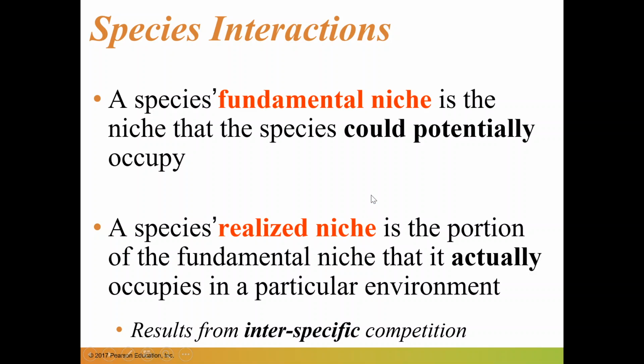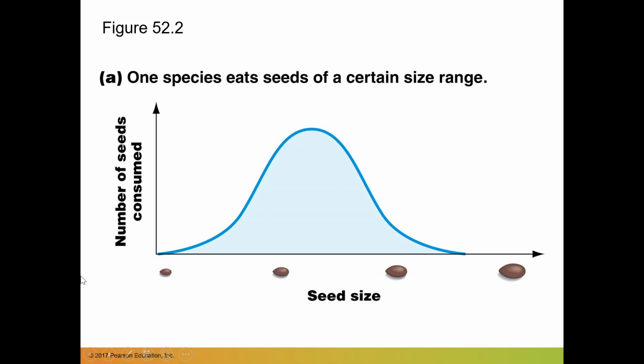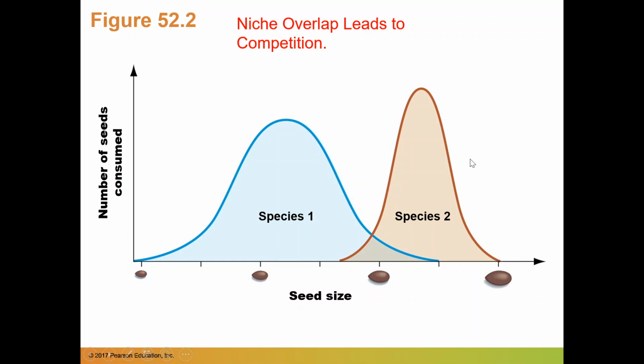So this is interspecific competition. Actual animal example. So this is seed size. One species eats seeds of a certain size range. They don't really eat small seeds. They don't eat the really big seeds. They eat these medium seeds. Okay? But let's say species 2 comes in. They eat really large seeds, and they eat some large medium seeds that species 1 eats as well.